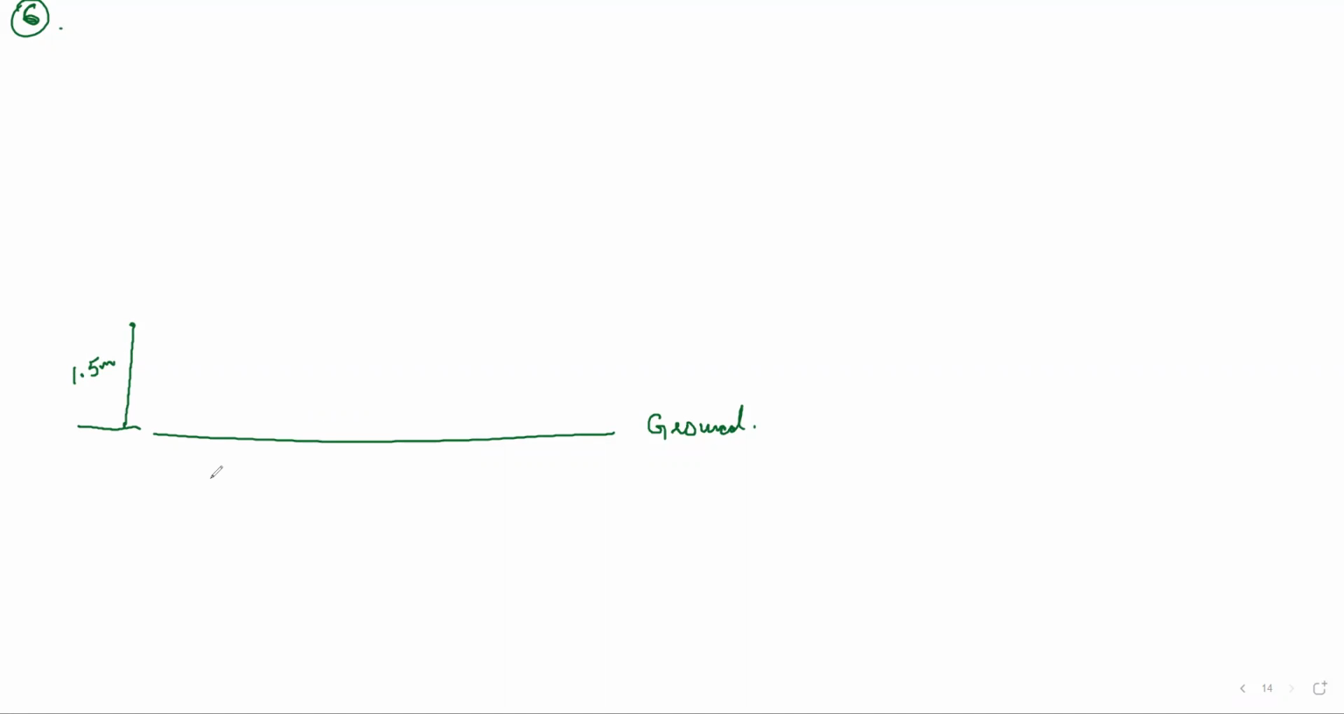Is standing at some distance from a 30-meter tall building. So here's the boy standing, and then at some distance you have a 30-meter tall building. This is the building which is 30 meter. The angle of elevation from his eyes to the top of the building increases from 30 to 60 degree as he walks towards the building.